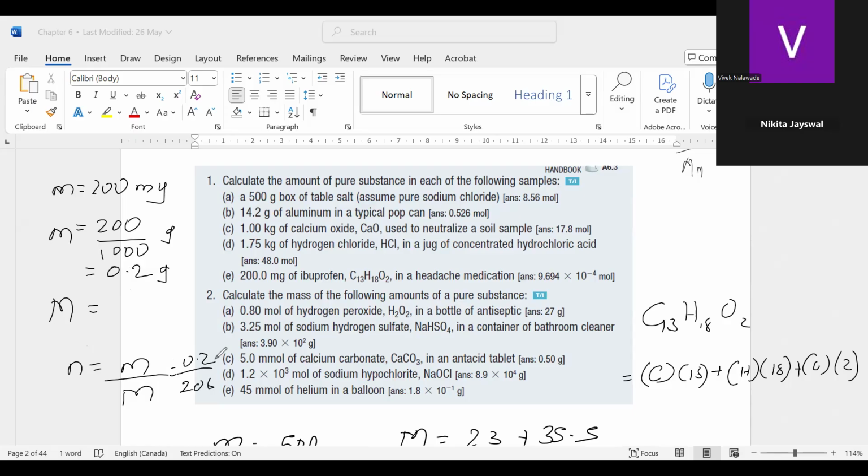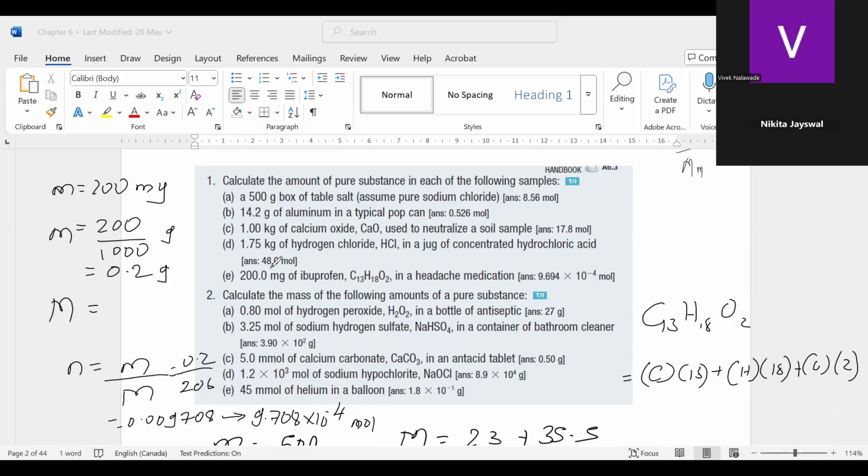I got 0.0009. Is there any other number ahead of that? Seven. So 0.00097, and then 08. So the answer will be 9.708 into 10 raised to minus 4 moles.